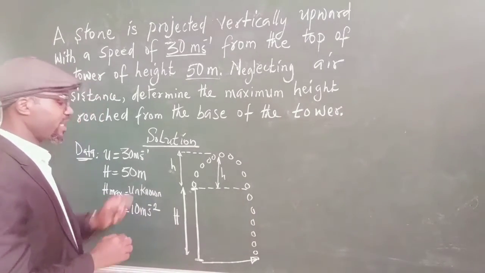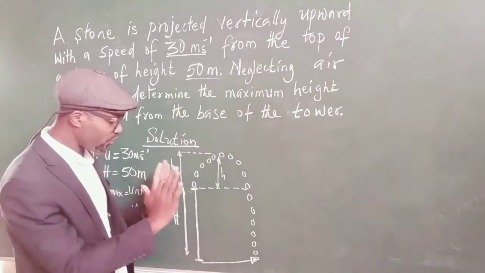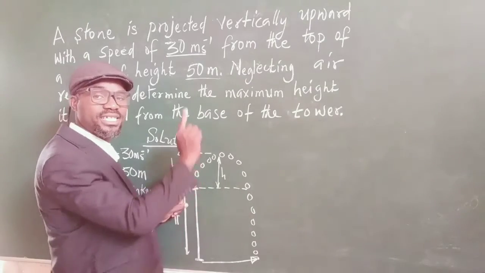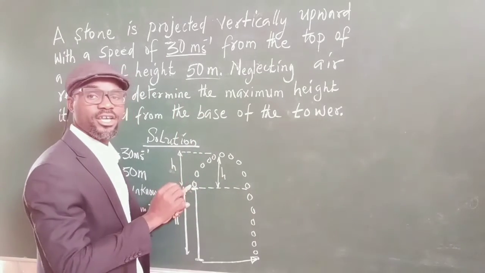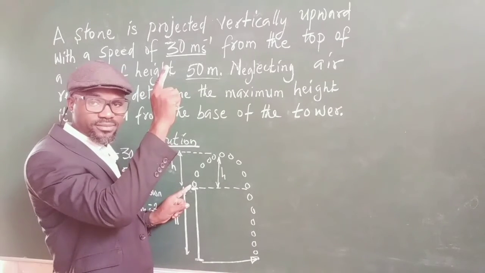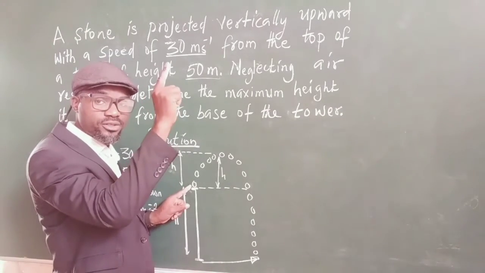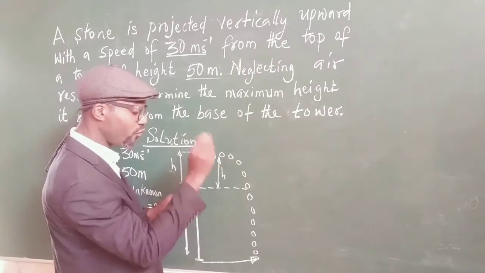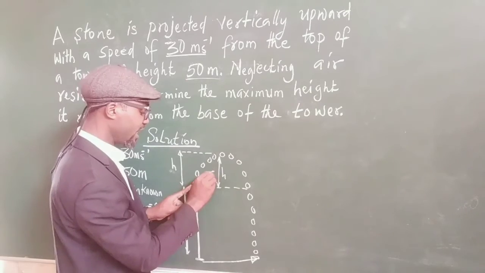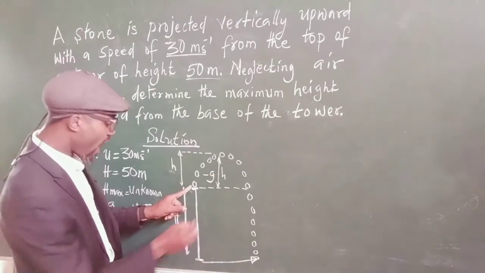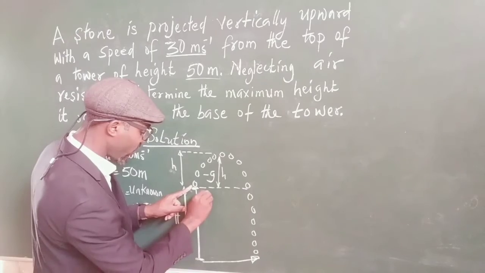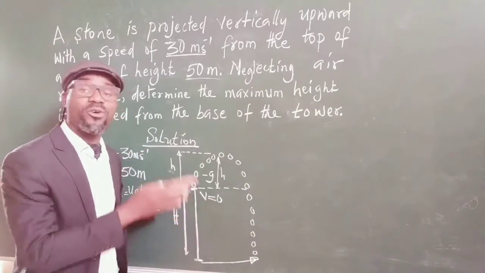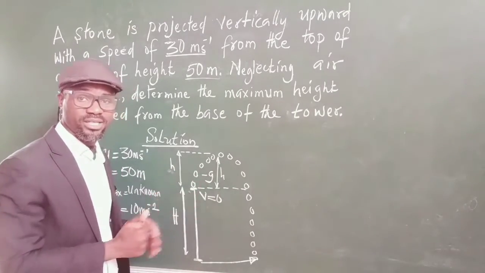But there is something we need to understand here. There are two things we need to understand. While the stone is being projected vertically upward, it moves in the opposite direction to the direction of acceleration due to gravity. So the acceleration of the object under gravity is negative g. And at the maximum point, the final velocity v is equal to 0. These are things we need to understand first before solving this question properly.